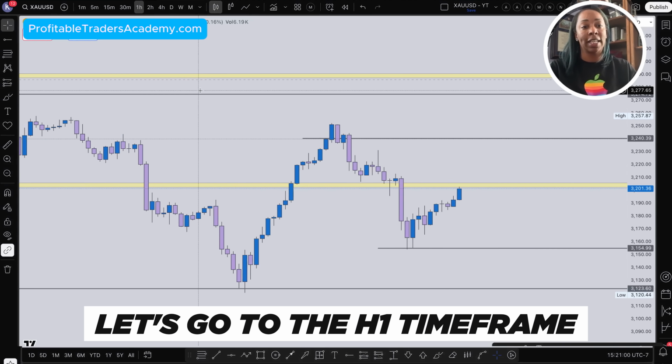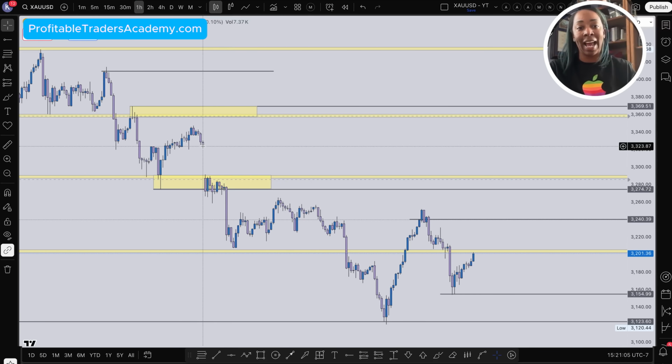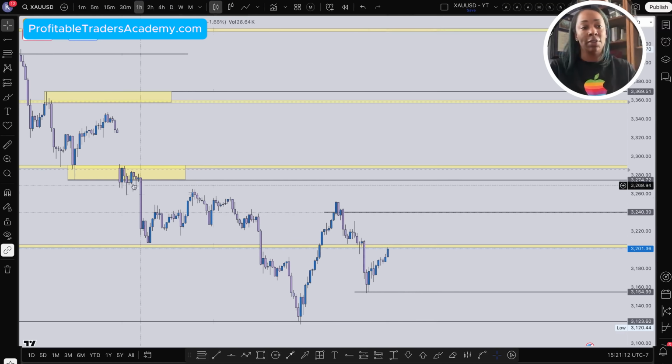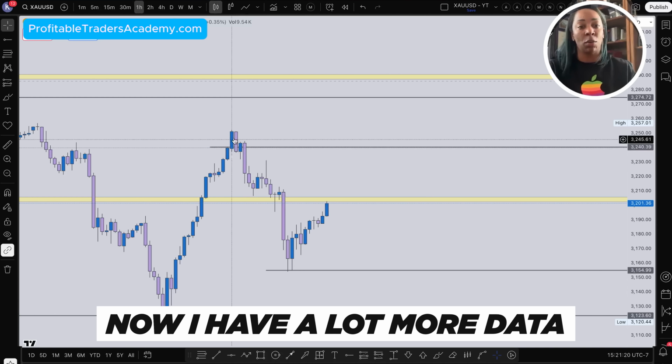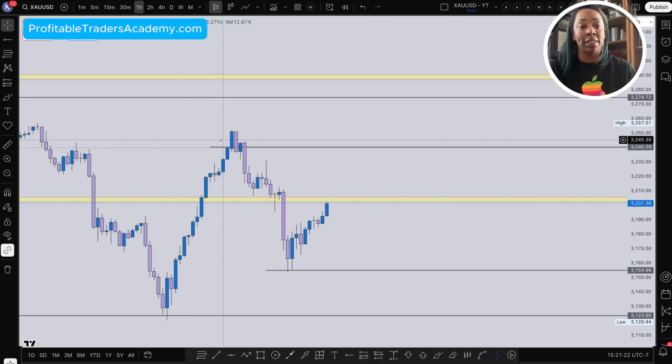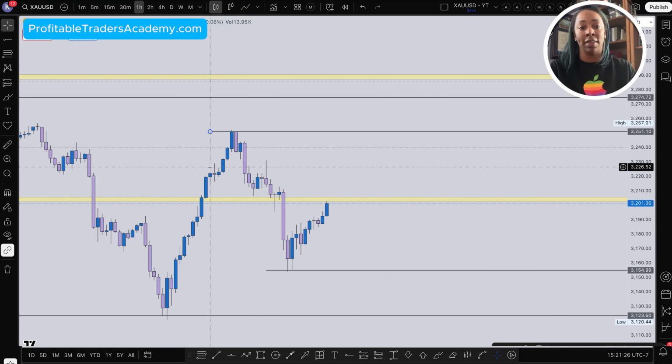So now let's go to the H1 time frame. If we start once again where price started at the beginning of the week, we can see that price is still looking really good. Now this new level that we drew, let's zoom in. I want to adjust it because now I have a lot more data. I see a very clear resistance level right here.